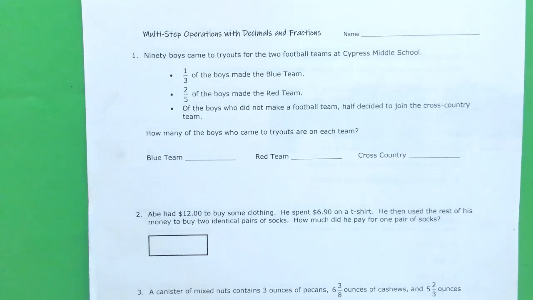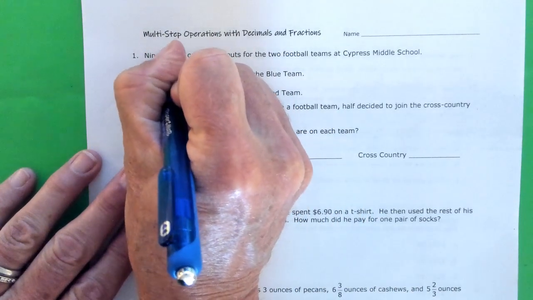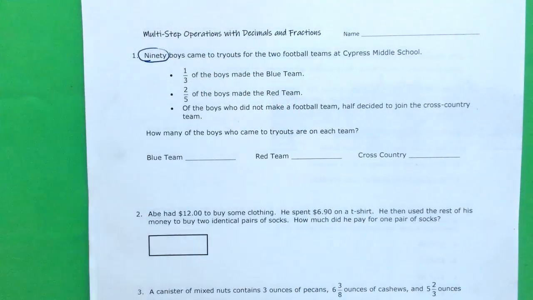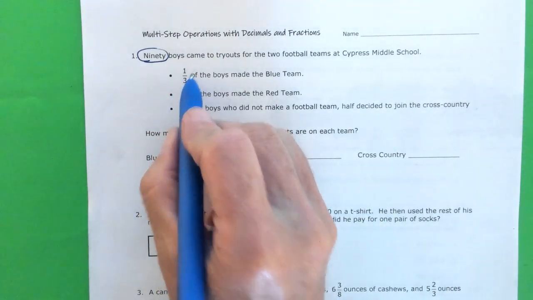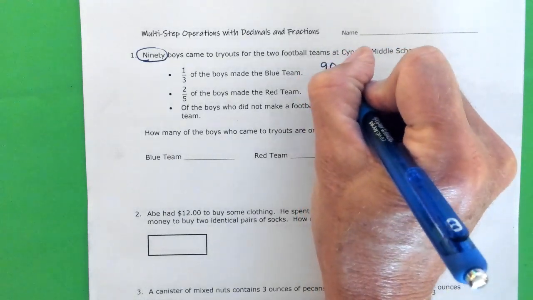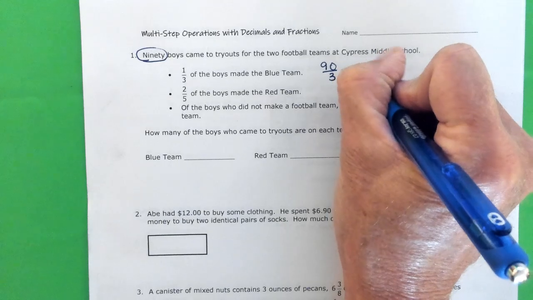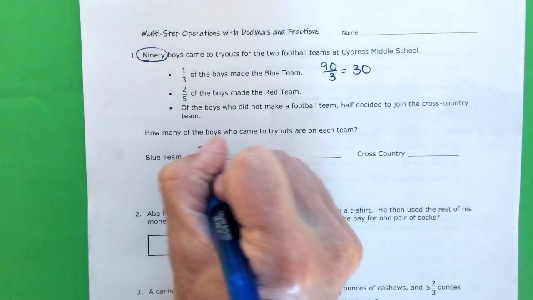It says 90 boys came to tryouts for 2 football teams at Cypress Middle School. Now, I love it when they try to hide the number in a word. So it's 90 boys. 1/3 of the boys made the blue team. So that's 1/3 of 90. So basically it's saying take 90 and divide it by 3. So that gives me 30 boys made the blue team.